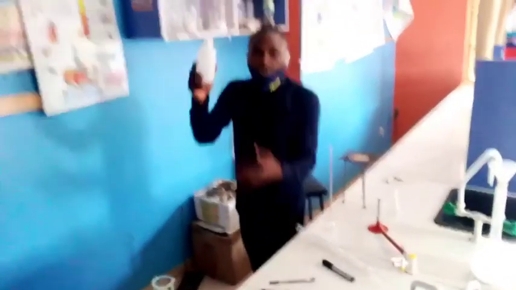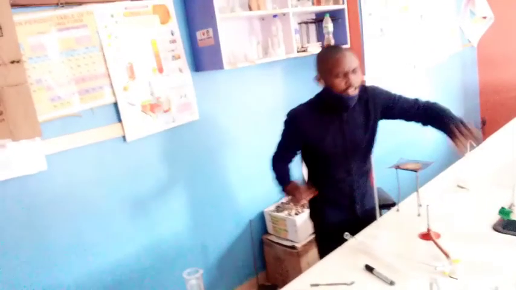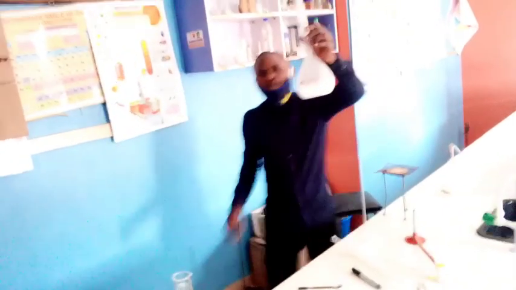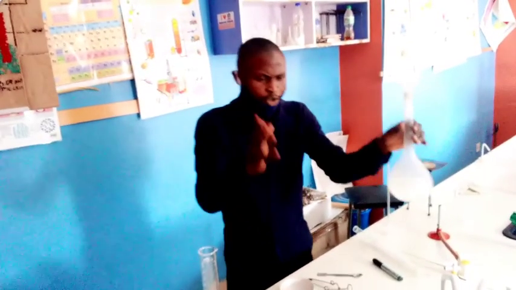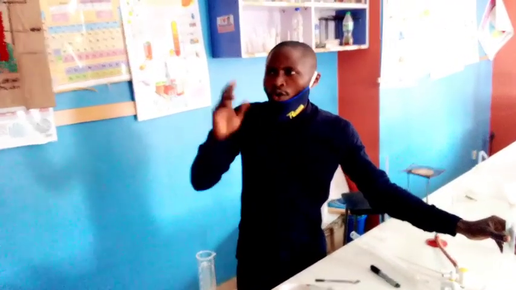This is what we call wash bottle. Wash bottle, in the sense that it is used for collecting liquids. For instance, distilled water, ethanol, it is used for collecting any liquid. And then we have volumetric flask. This is called volumetric flask. It is also called standard flask. It is used to prepare standard solutions. Standard solutions, what does that mean? Solutions of known volume, known concentration.